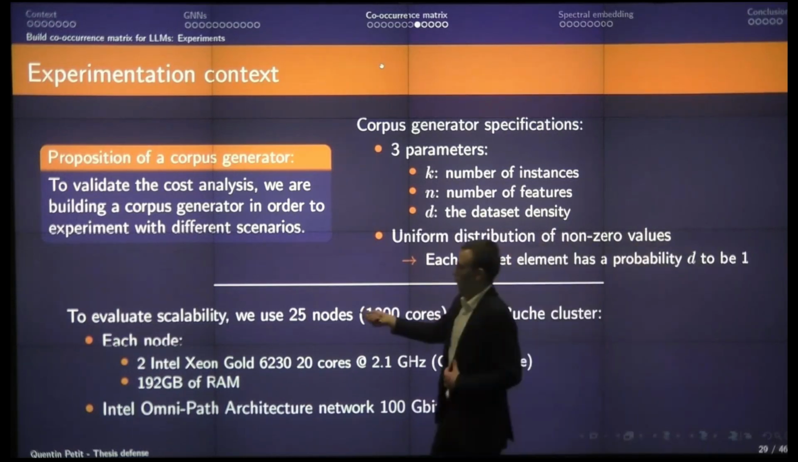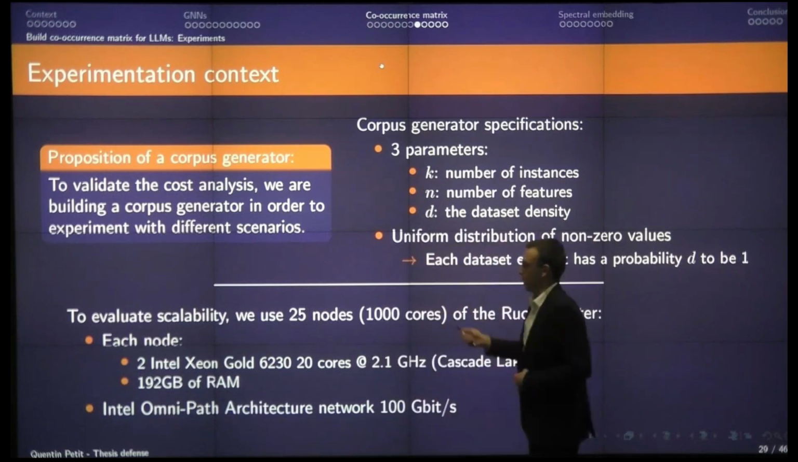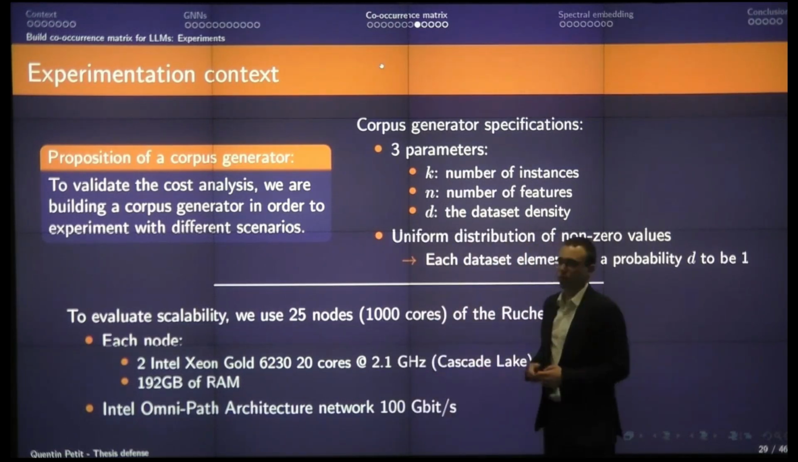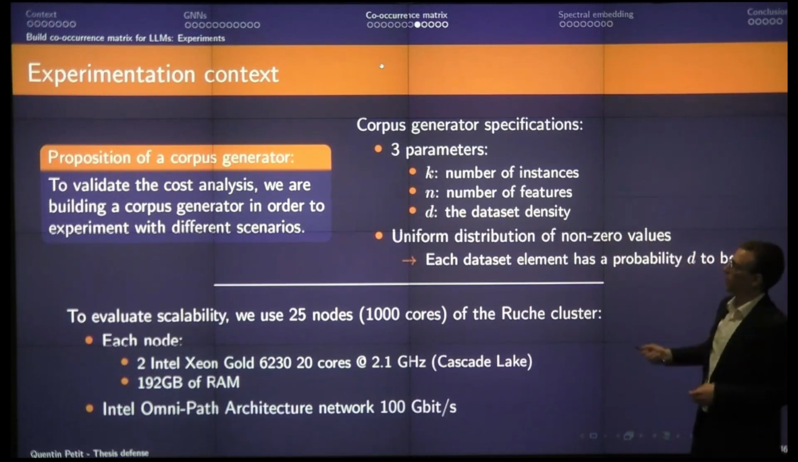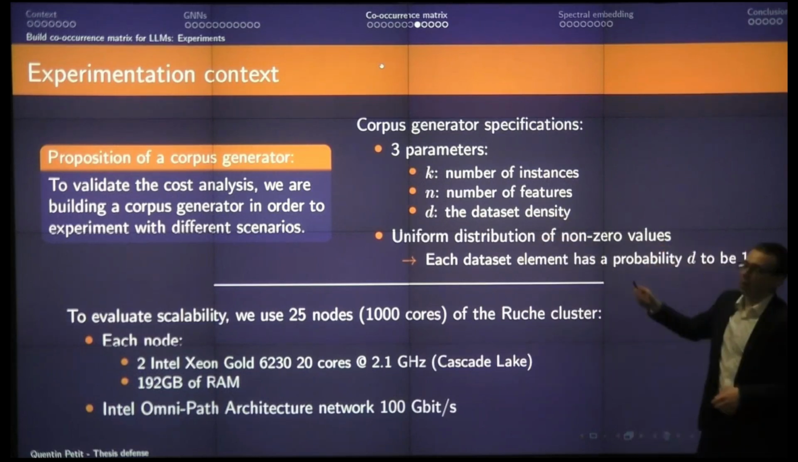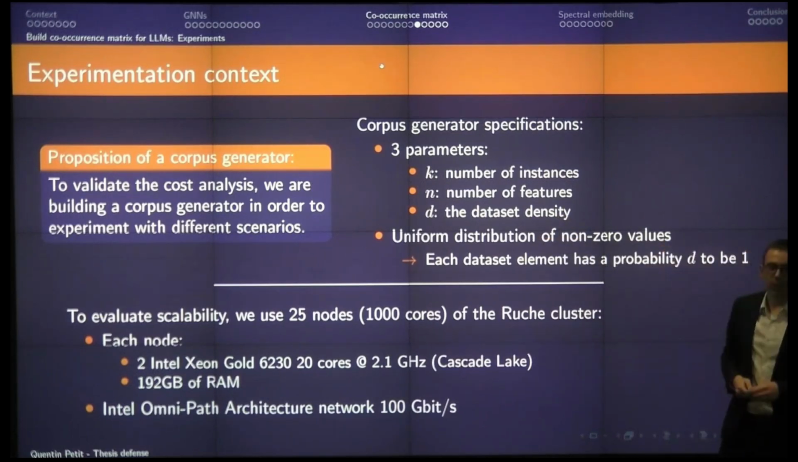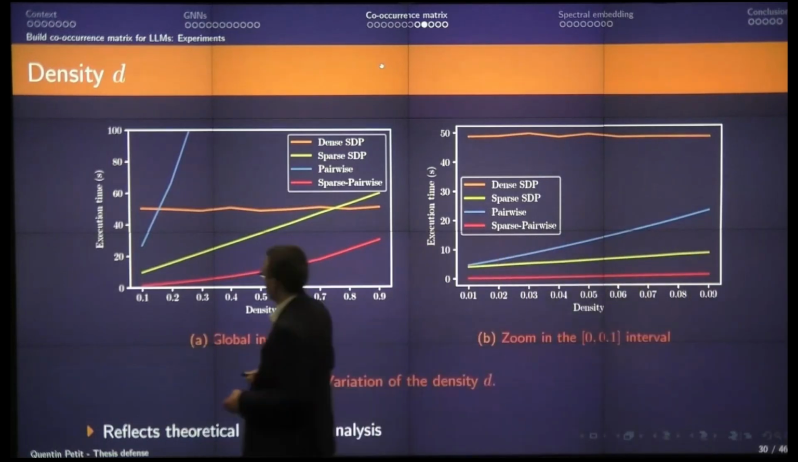We use up to 25 nodes of the root cluster, and this gives us access to 1,000 cores for realizing experiments. And so we will make some experiments as a function of different parameters to validate the theoretical complexity. So we can start with the density.